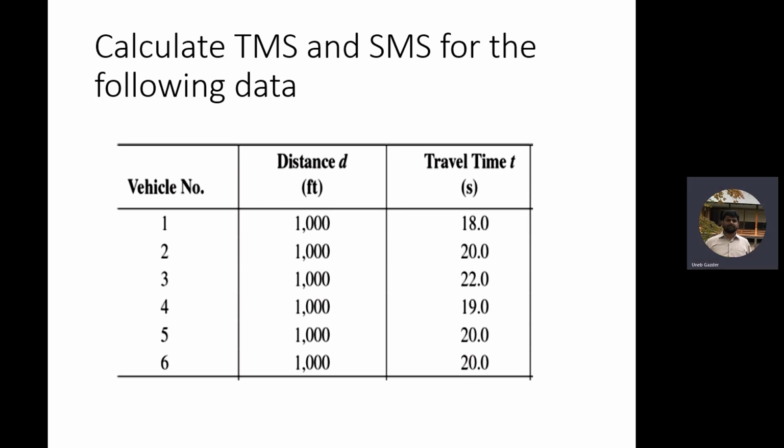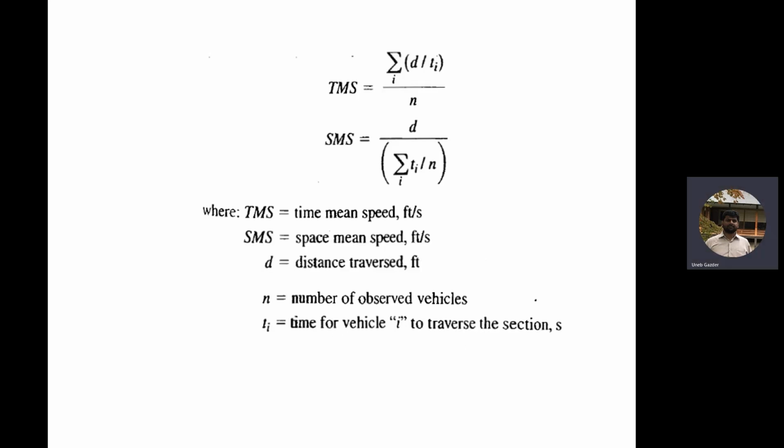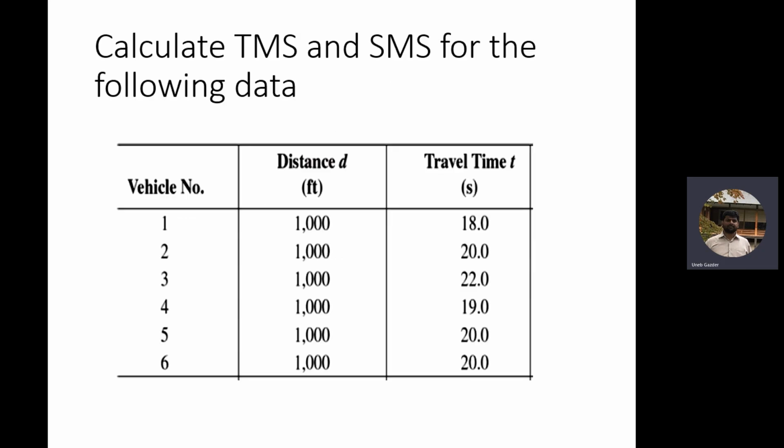6 vehicles, distance 1000 feet. For each vehicle, the travel time is given, which they took to cover this much distance. You will calculate SMS and TMS for the same data. Now for TMS, what should I calculate first? Speed for each vehicle, right? For each vehicle, I should do d upon t.